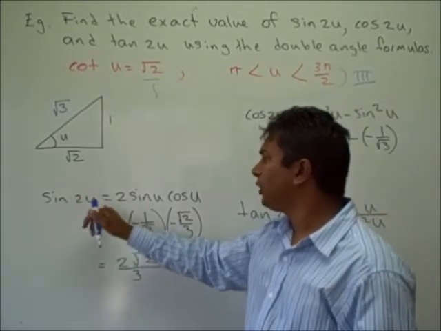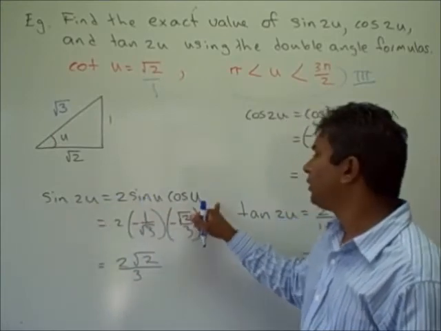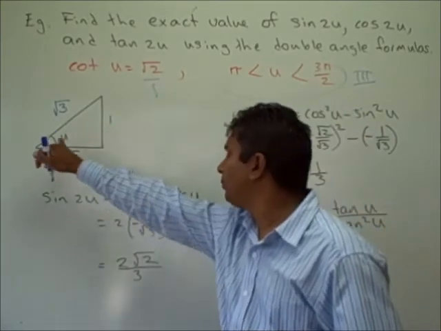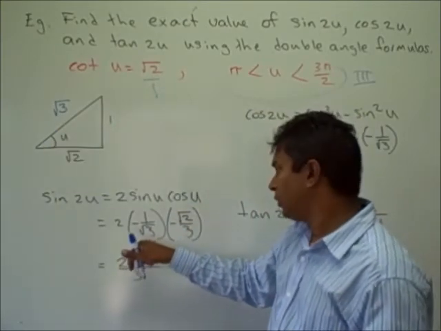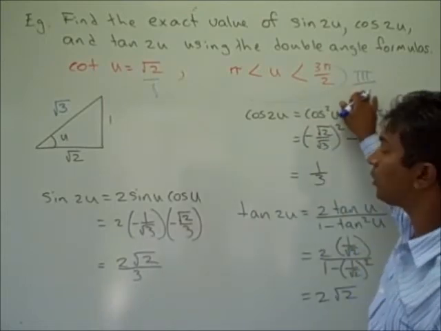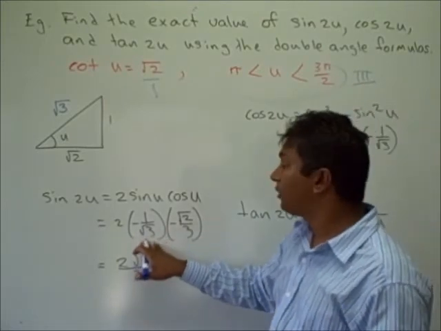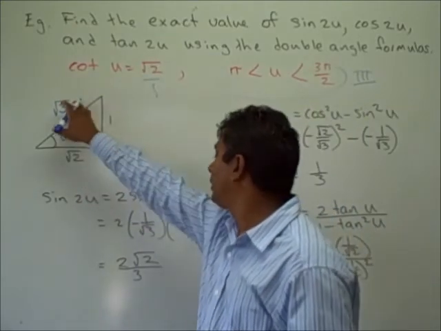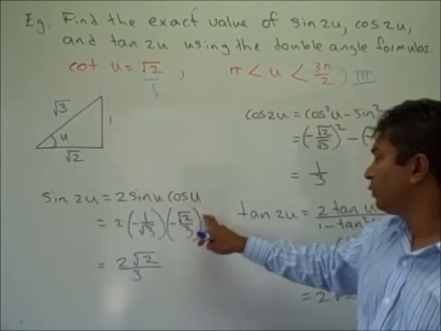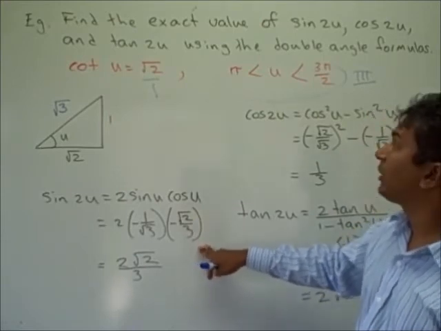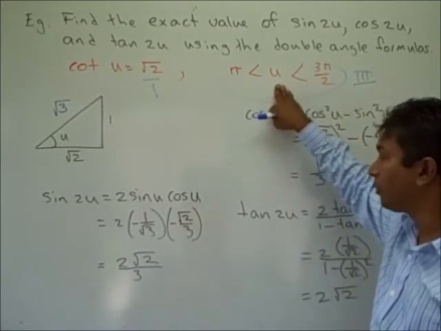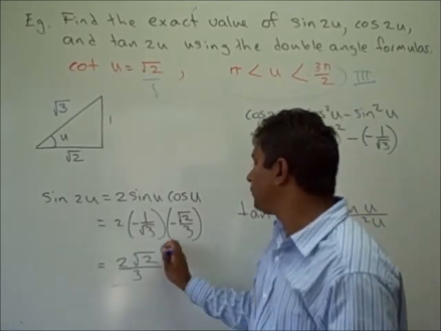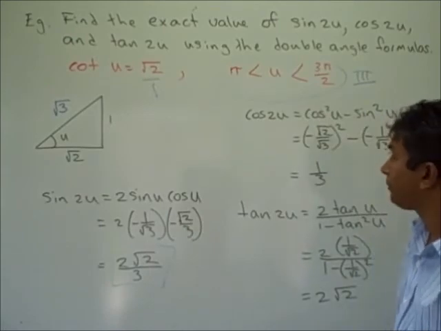We know the sine of 2u is equal to 2 sine u cosine u. So this becomes 2 times the sine of u, which is the opposite over the hypotenuse, so it's 1 over square root of 3. Because it's in the third quadrant, we know sine is negative, so this will be negative. Cosine of u is the adjacent over the hypotenuse, so this becomes the square root of 2 over 3. And this is also negative because cosine is also negative in the third quadrant. When we simplify this, the sine of 2u is equal to 2 radical 2 over 3.